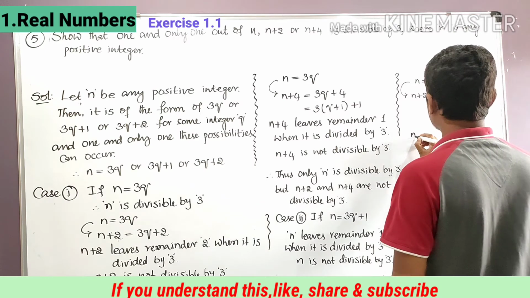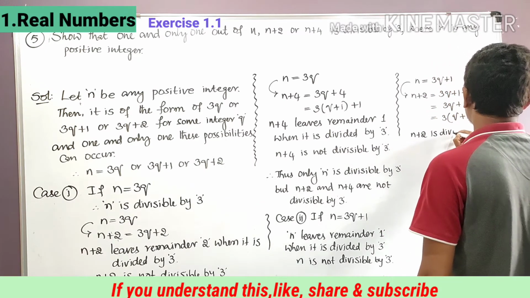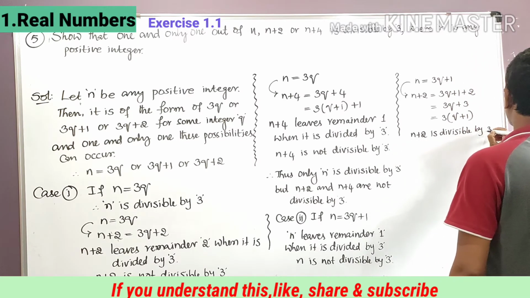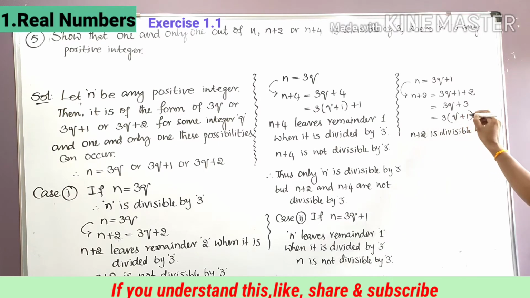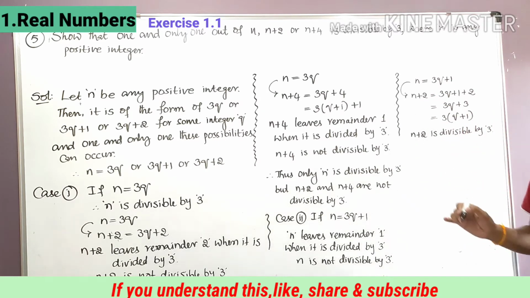Therefore here n plus 2 is divisible by 3. So since it is a multiple of 3, 3 into q plus 1, student, n plus 2 is a multiple of 3, therefore n plus 2 is divisible by 3.